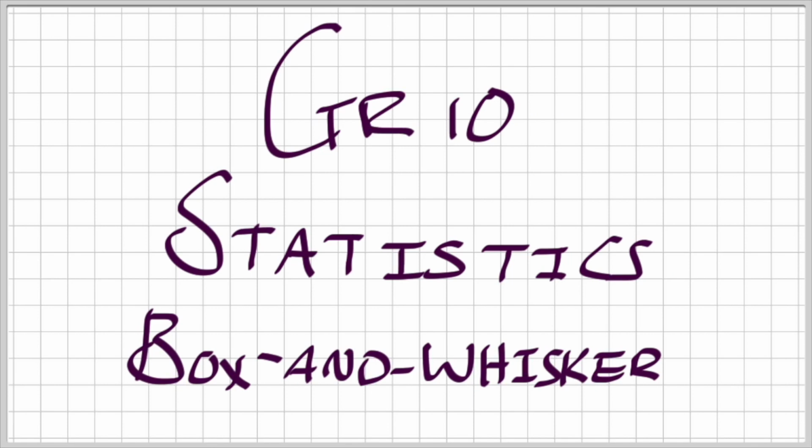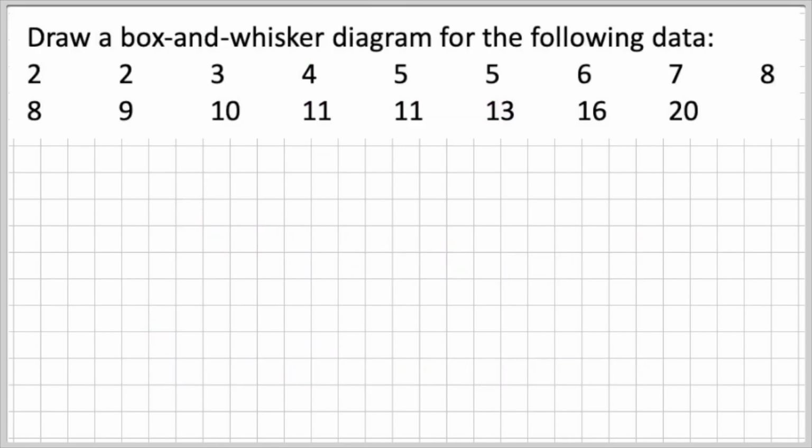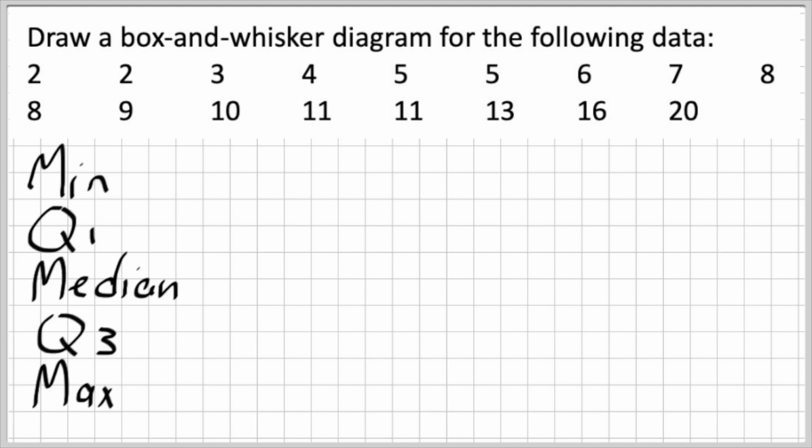The box and whisker diagram we are going to use is by looking at this data set. Draw a box and whisker diagram for the following data. But remember, you need the 5-number summary. The 5-number summary, ladies and gentlemen, is the important parts of your data set: your minimum, Q1, your median, Q3, and the maximum.